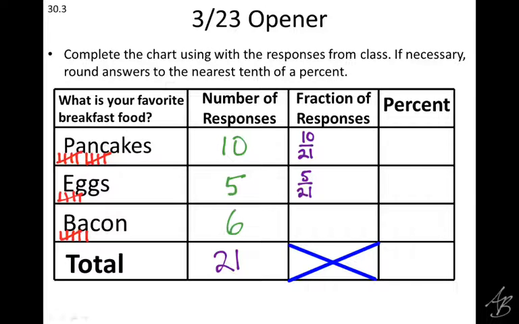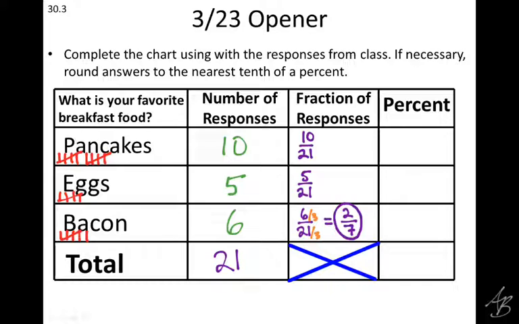Okay, so moving on. How about bacon? 6 over 21. Can I reduce that fraction? Yes. What goes into 6 that also goes into 21? 3. So we'll reduce by 3 here. 6 divided by 3 is 2, and 21 divided by 3 is 7. All right, now, since I have some work in here, I want to make sure that it's clear what my answer is, so make sure that you identify that as your answer by either boxing or circling it.